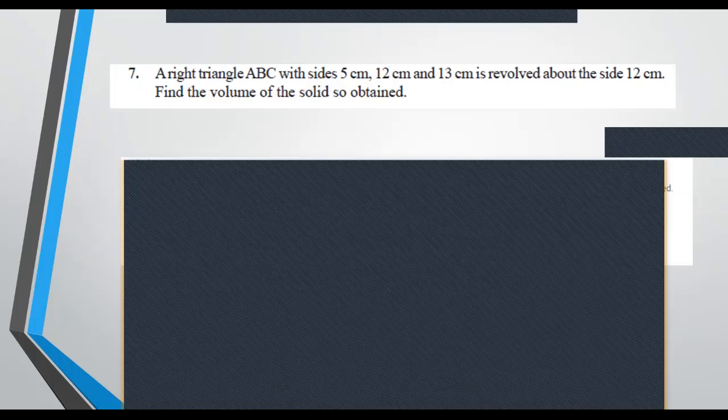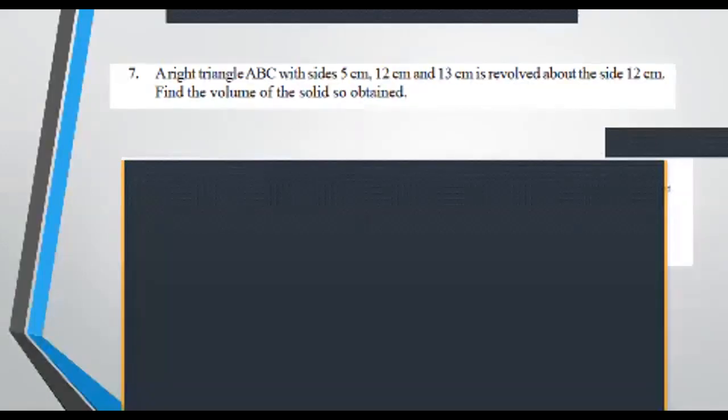Do this. This is very easy, so I thought of just a right triangle. Right triangle means a right angle triangle ABC with sides 5, 12, and 13. Amongst these, which should be the hypotenuse? 13. Everybody knows. Perfect. It is revolved about the side 12 centimeter.